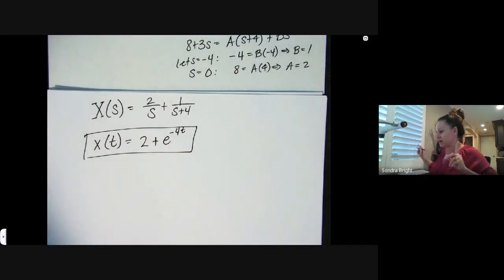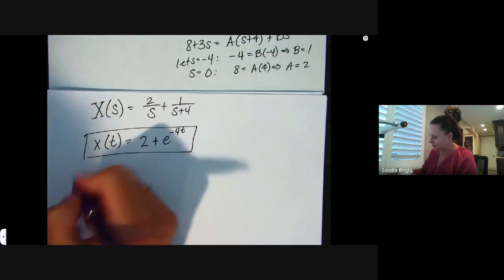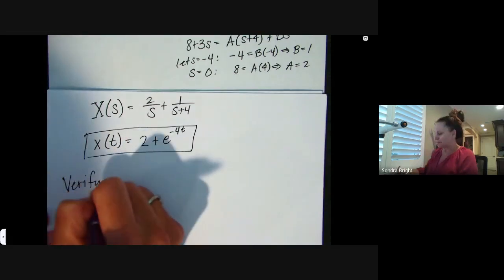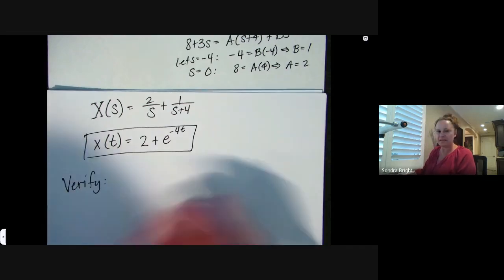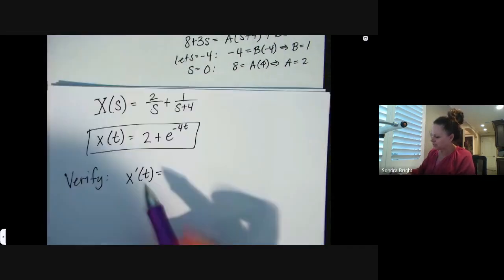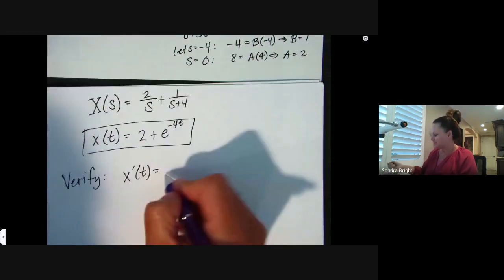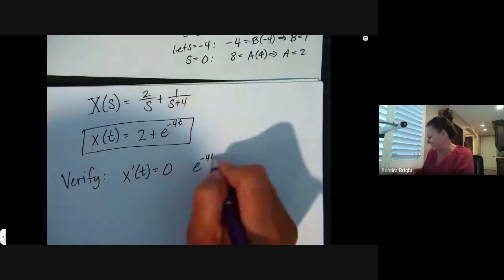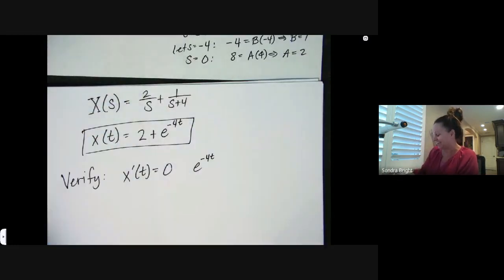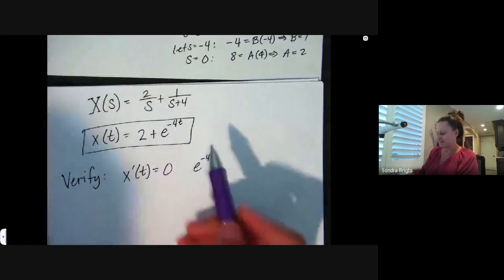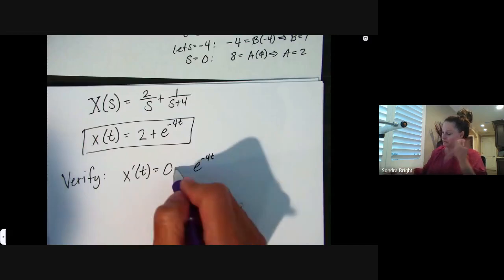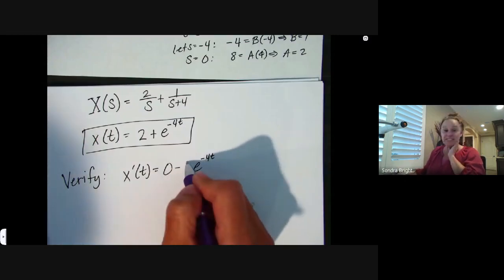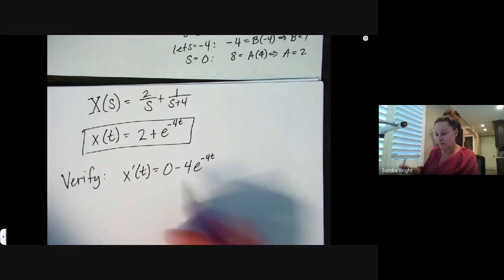That was a lot of work for all of that, right? Well, they also told us to verify it, so let's verify it. How are you going to verify it? You need x prime. When I take the derivative of this guy, derivative of 2 is 0. Derivative of e to the negative 4t is e to the negative 4t times the derivative of the exponent, a negative 4. So that's the derivative, and I want to plug that in.